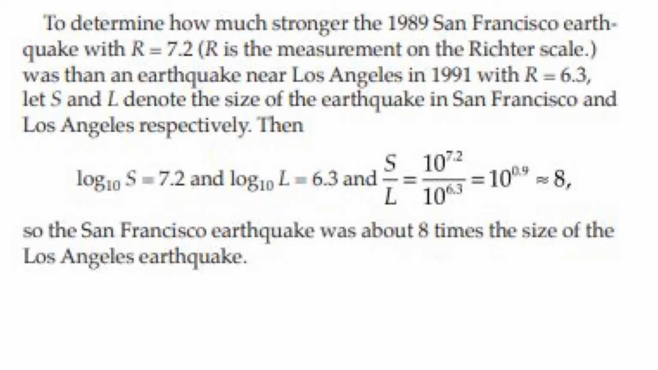So therefore we're going to take the larger one, S, and put it as an exponent with a power of 10, so 10 to the 7.2. We're going to divide that by 10 to the 6.3. That gives us 10 to the 0.9 power, which is approximately 8. So the San Francisco earthquake was about 8 times the size of the Los Angeles earthquake.